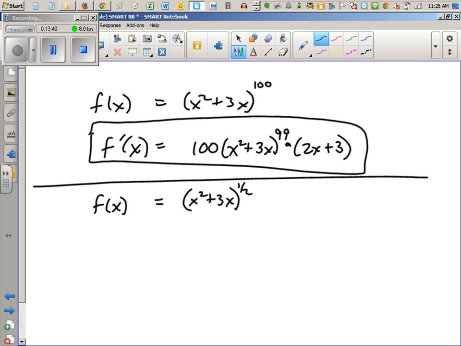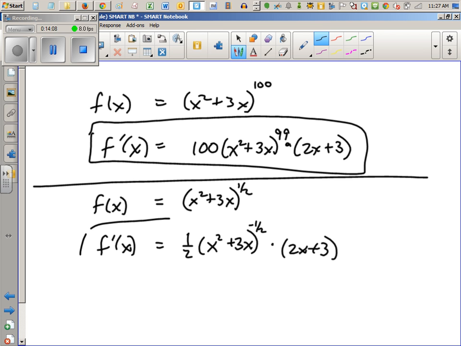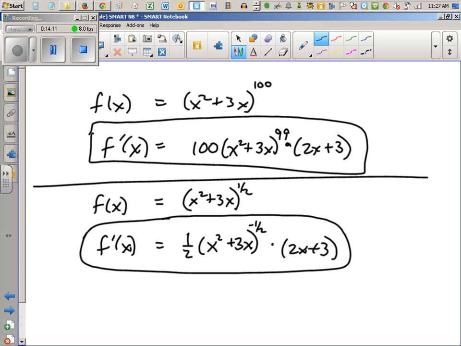The chain rule bails us out. Bring down the half. Diminish your power on this x squared plus 3x by taking away 1. So take away a power. What do you got? Negative 1/2. Don't ignore the inside forever. It's time to look at the inside. The inside says x squared plus 3x. The derivative of that's 2x plus 3. Attach it by multiplication. You're done. It's a very powerful trick. Okay?